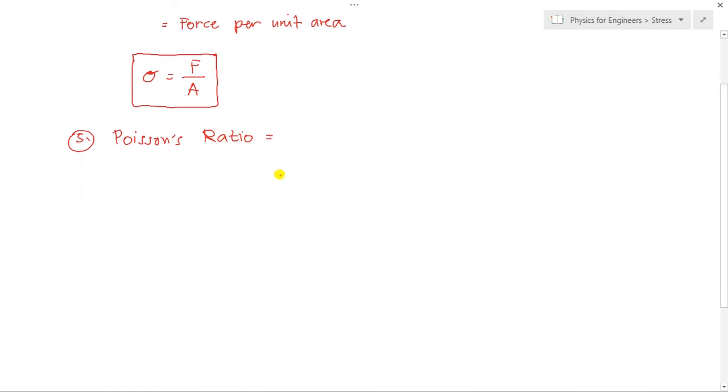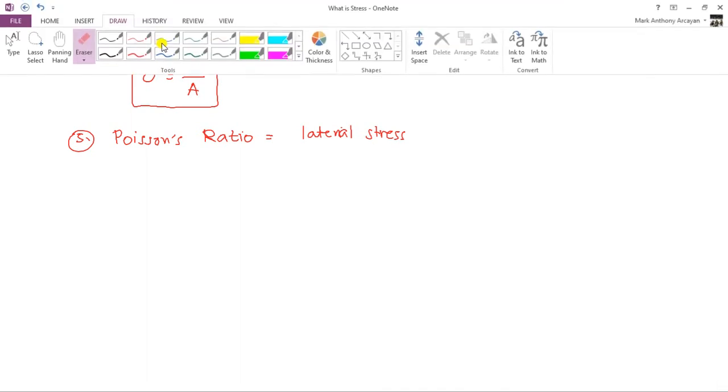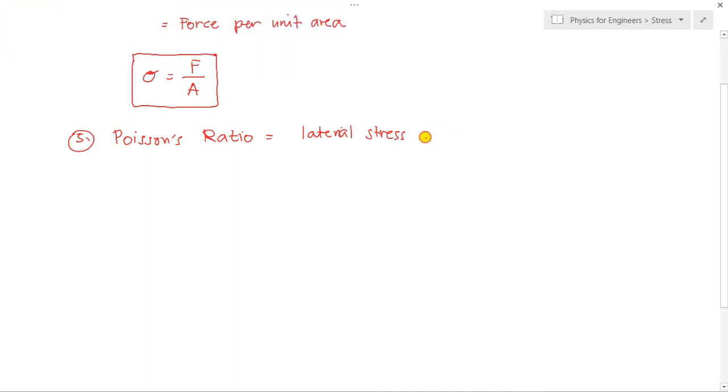This one is just the ratio of the lateral stress over lateral stress over longitudinal stress. So longitudinal stress.